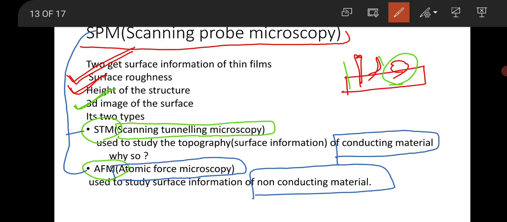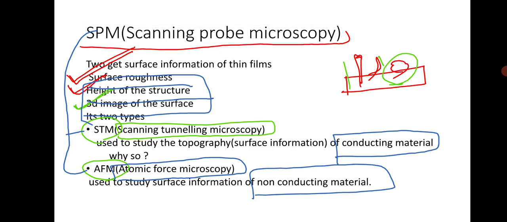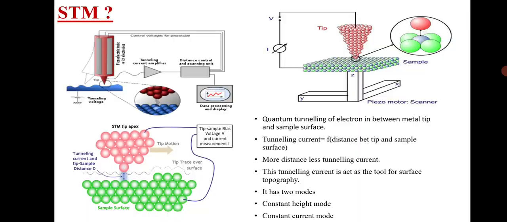So now you are clear that both tools, STM and AFM, are there in order to get the surface roughness, height of the structure, and 3D image of the surface. These are the three basic pieces of information that you can draw from STM and AFM. These two tools are collectively known as SPM. Okay, so let's move to the next slide and discuss STM. This slide looks very beautiful, and it is also important, as great information is hidden in it. So we'll deal with each figure one by one.